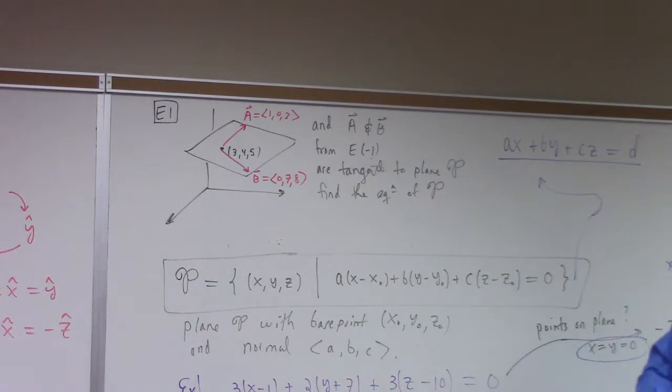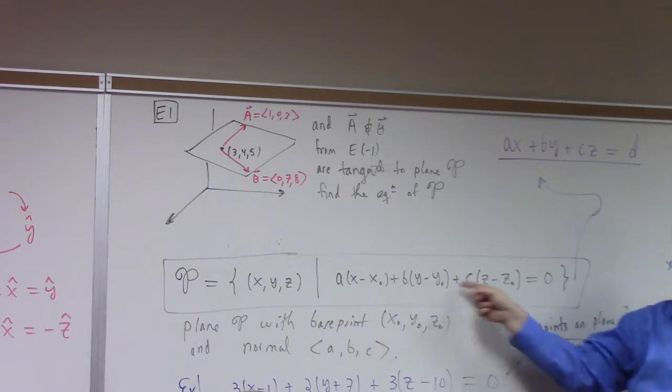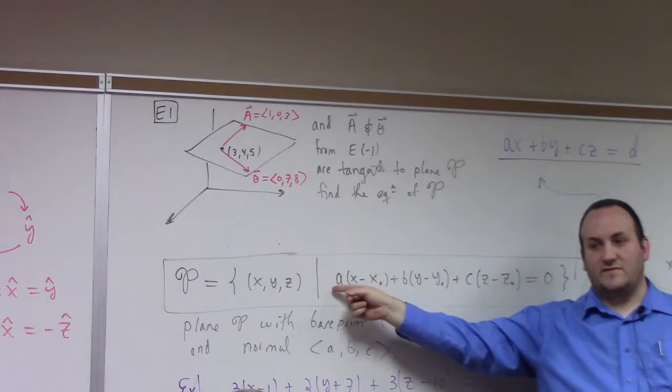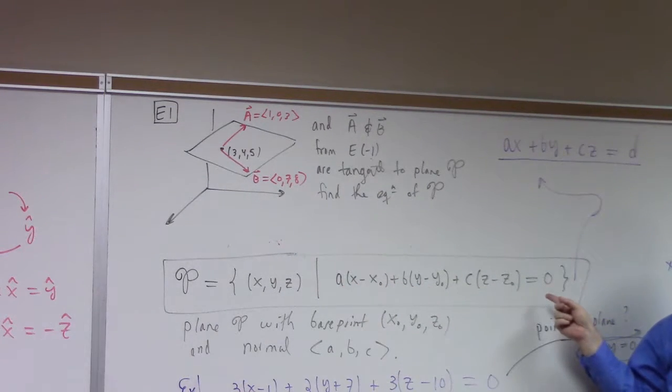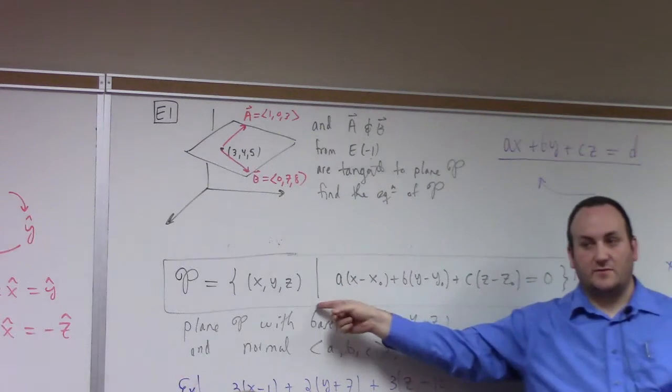Indeed, there are always infinitely many choices for the normal, corresponding to the fact that you can always take the equation for a plane and multiply by a non-zero number. It's the same solution set. It's the same plane, and yet it has a different normal.